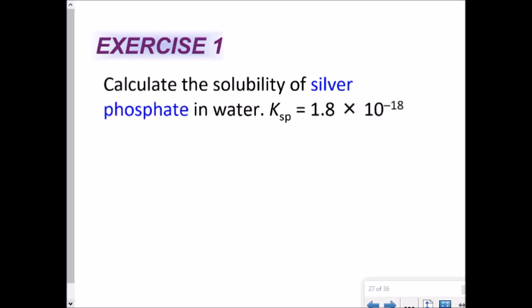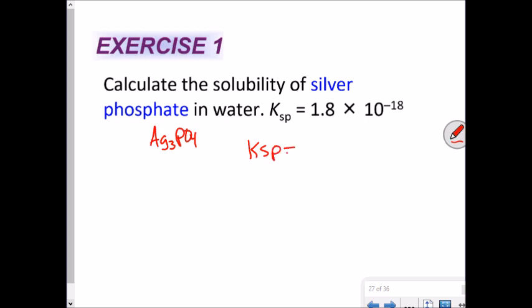All right, so you guys try this one. It's a little bit different. What's different about it? It's going to be a 1-to-3 ratio. We have our silver phosphate, right? Ag3PO4. Okay, so you might have to look at this one a little bit differently. So which one do we use here?